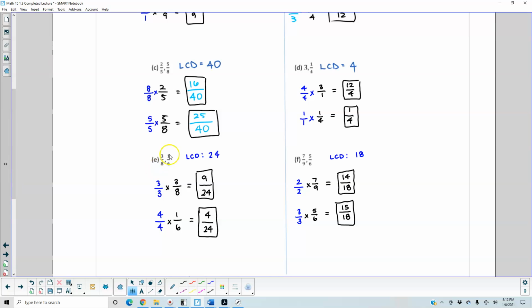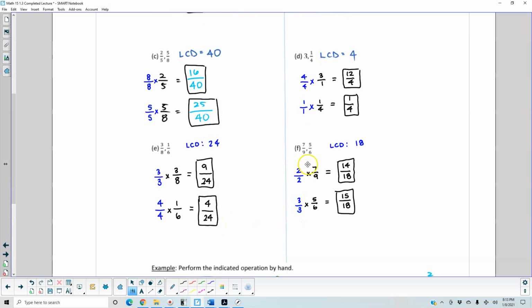Now for 3/8 and 1/6, the LCD between 6 and 8 is 24. So therefore, 3/8, 8 times what's going to give us 24? It's 3, so 8 times 3 is 24, and 3 times 3 gives us 9. For 1/6, 6 times 4 is going to give us 24, and 1 times 4 gives us 4, and therefore there's our fraction there. For part F, we have 7/9 and 5 over 6.